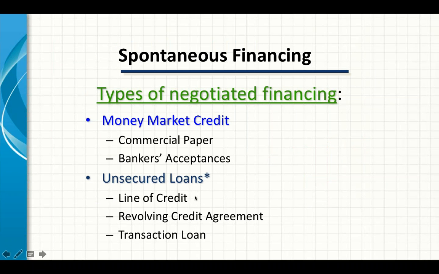Unsecured loans, like line of credit. Line of credit means the credit given by the bank. Credit means the loans. Like revolving credit. Revolving credit means a bank gives you, say, a $500,000 loan for 3 months.